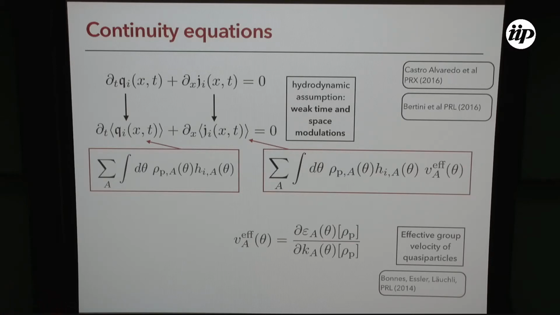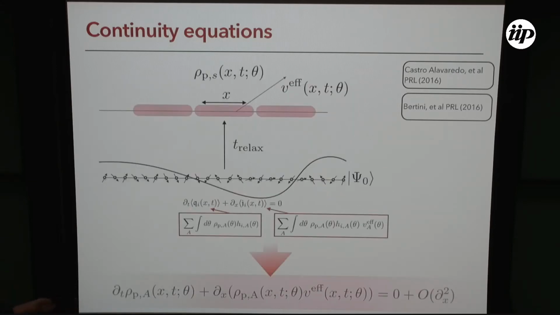So it's not that simple to compute it, but nevertheless, you can do it. And now I can use this relation to write this continuity equation in terms of the quasi-particle. This tells me that the time derivative of the density of quasi-particle is simply equal to the divergence of the density of quasi-particle times their effective velocity. It's exactly what you would expect.